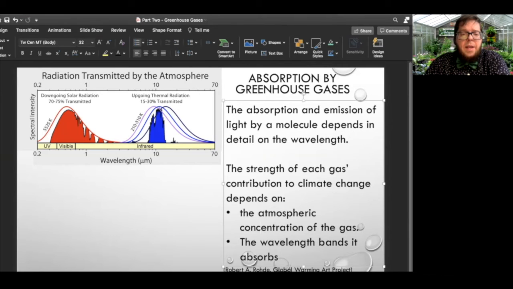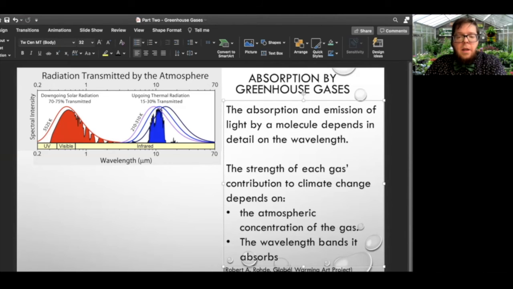So in the red, on the left-hand side, is downgoing solar radiation, which is to say the light from the sun that arrives at the surface of the Earth. This is what we represented last week as 340 watts per square meter. And you notice that mostly it's coming in the visible light, with some in the ultraviolet and some in the infrared. But the large chunk of it is in the visible region of the spectrum.